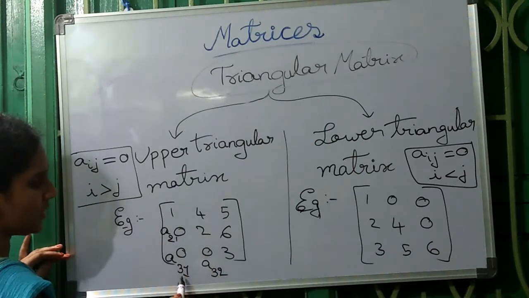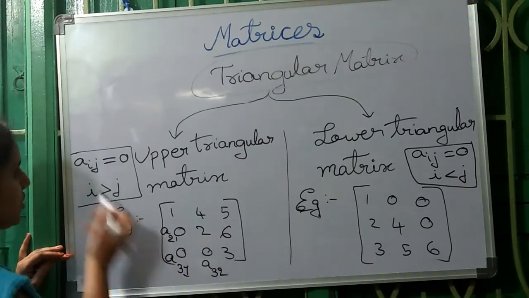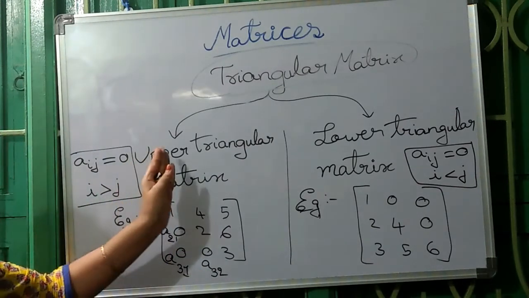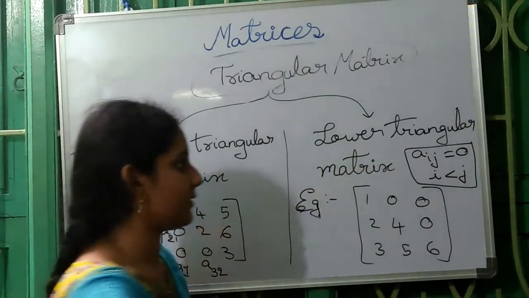2 is greater than 1, 3 is greater than 1 and 3 is greater than 2. All these values became 0. So it is called an upper triangular matrix. The reverse to it is the lower triangular matrix.